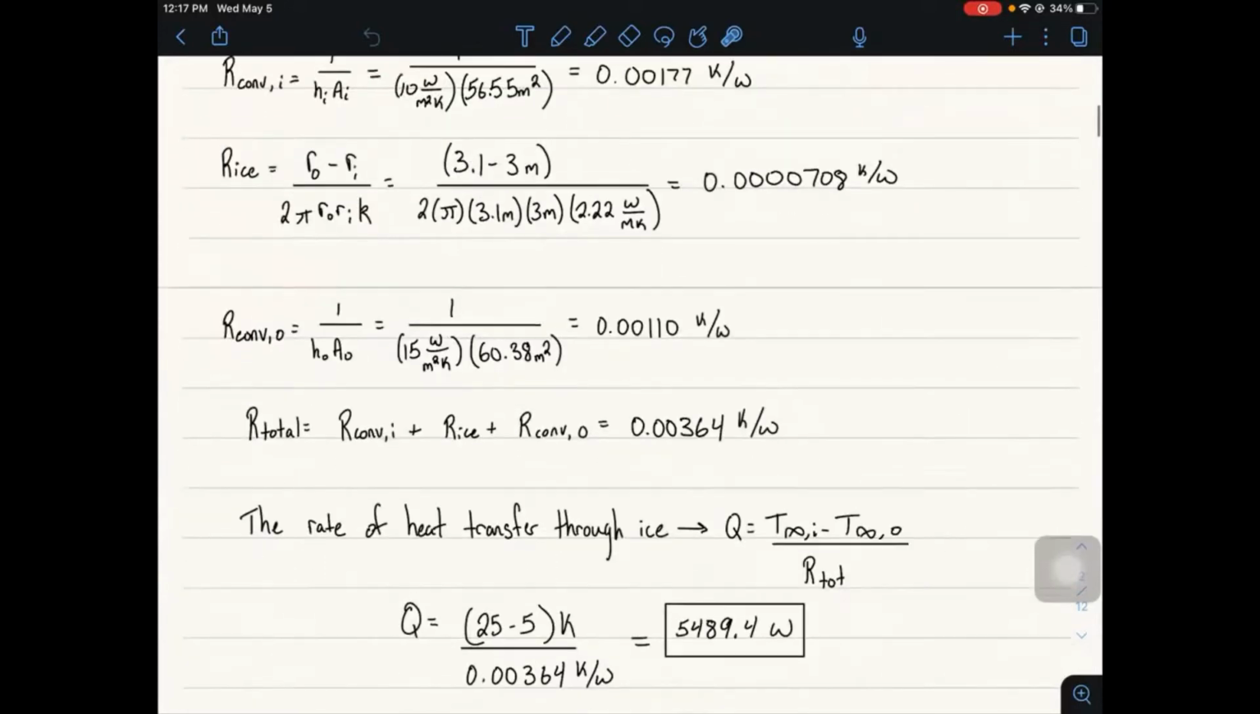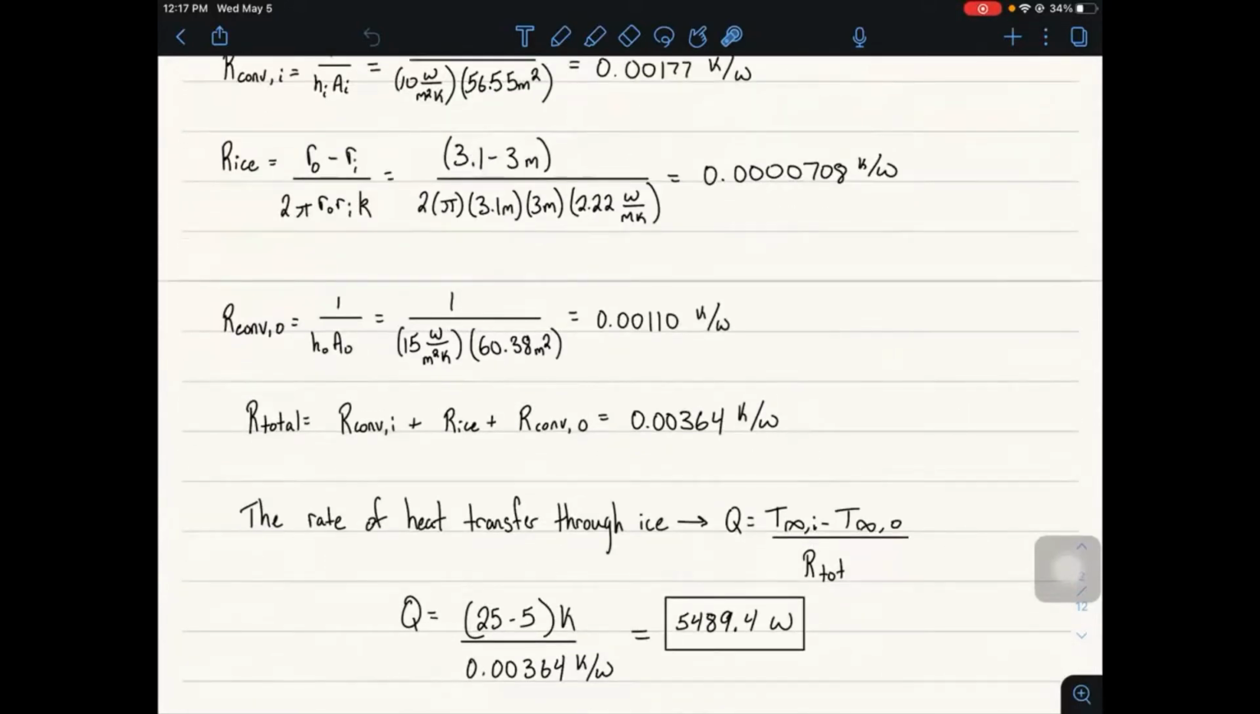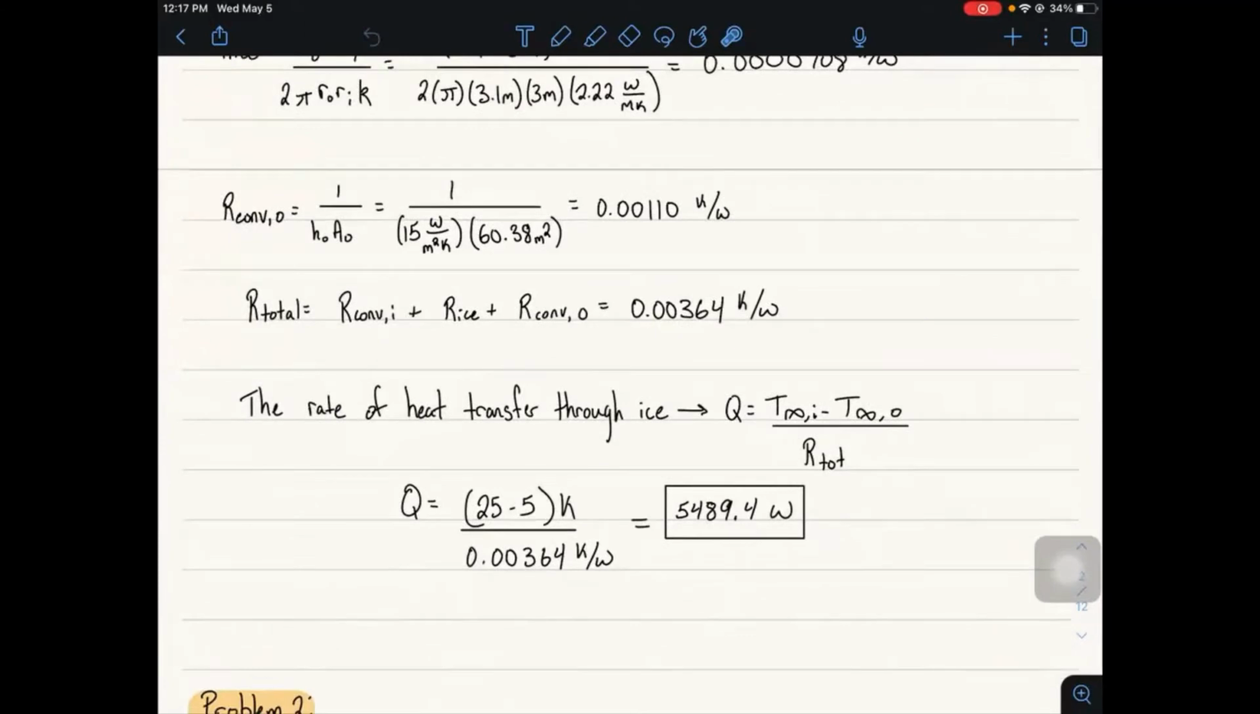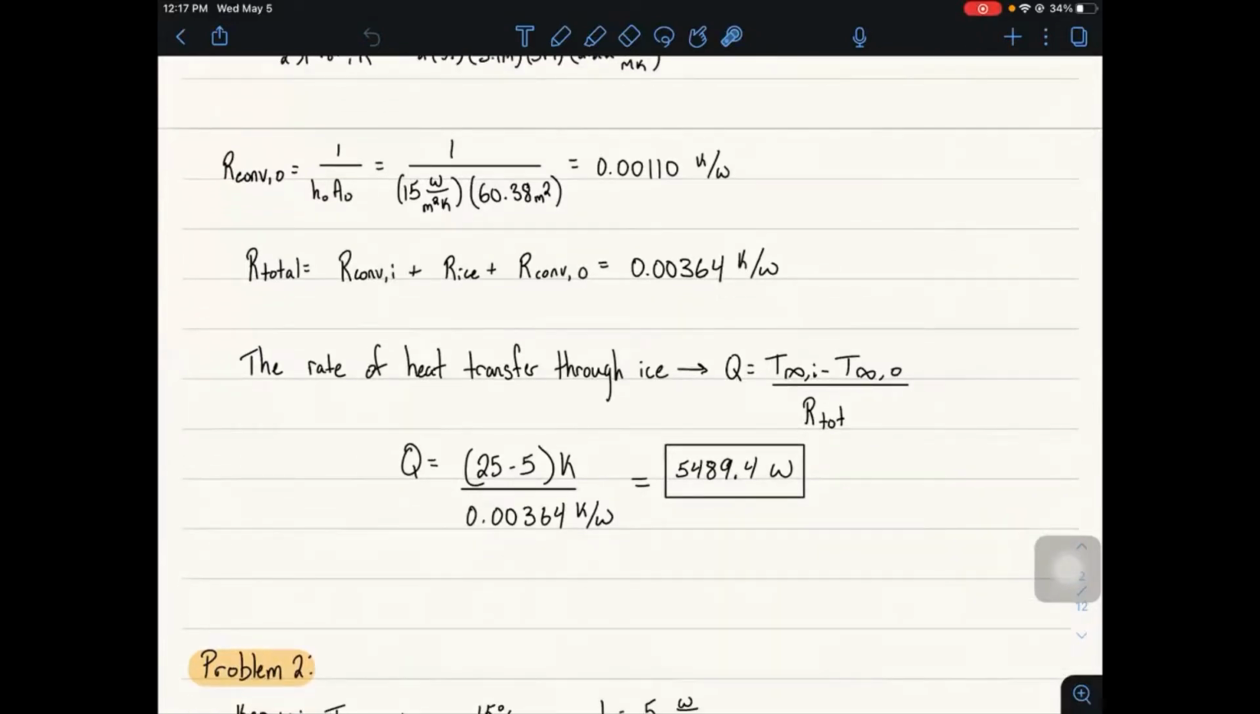And then basically, in order to solve this problem, we have to just sum all of them up, and we get a total resistance here, and then the heat transfer of the ice is just equal to the temperature at the inside minus temperature at the outside over the total resistance, and we basically just plugged all that in and got an answer here. And this covers learning outcomes 1B, 3, and 5C.